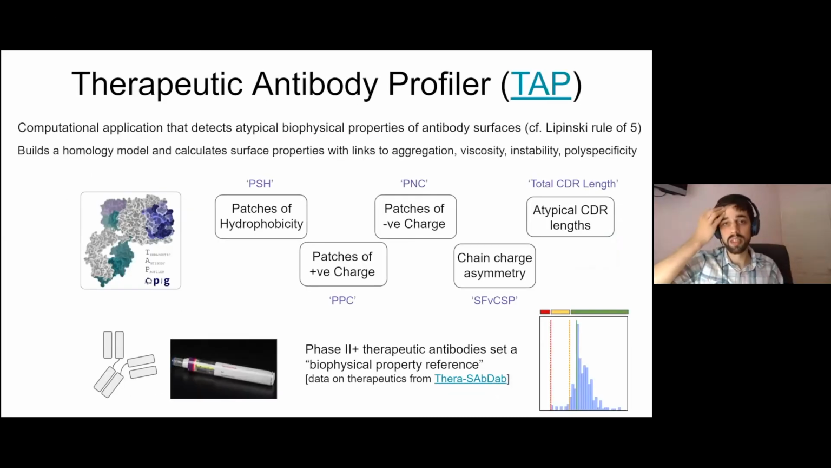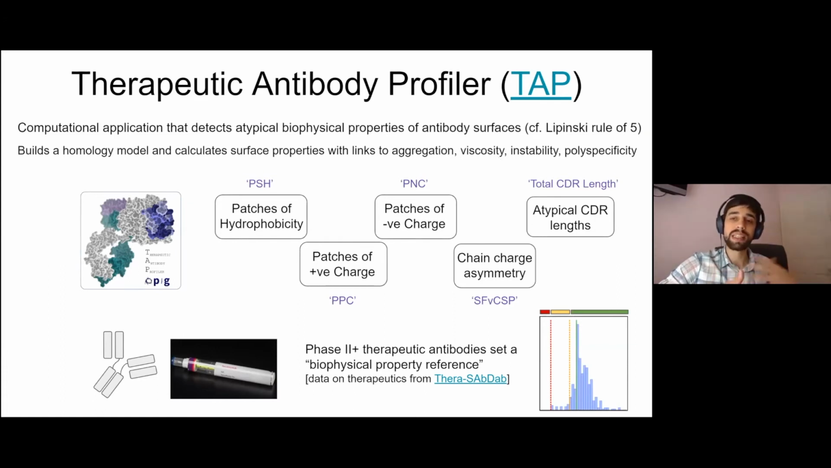The first one I'll describe is the Therapeutic Antibody Profiler, or TAP. What this is really trying to detect is whether an antibody model surface has atypical biophysical properties, so atypical distributions of, say, hydrophobicity or charge properties, unusually high patches of charge. If we think they are unusually condensed, we would say that this is probably not good from a therapeutic development perspective. The way it works, pipeline-wise, is it uses ABodyBuilder to generate a homology model of your antibody, and then it scans the surface, calculating certain surface properties that are linked with aggregation, viscosity, instability, polyspecificity.